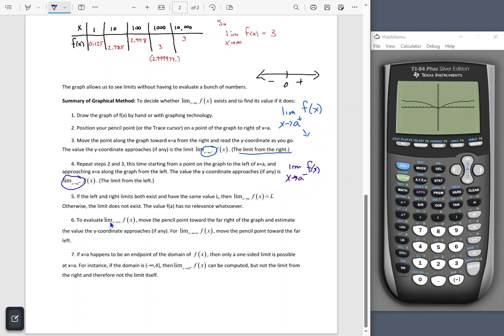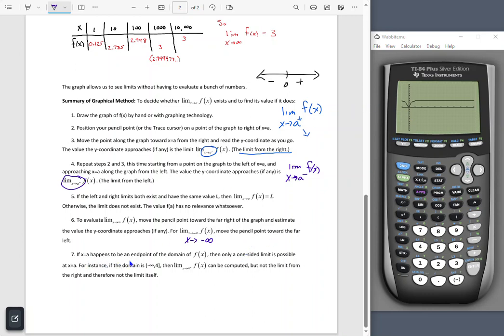Also, if you want to evaluate the limit as x approaches infinity, just keep going far right on your graph. Like let's jack this up here a little bit to 100. And I'm going to change my scale a little bit just so it's not ugly looking. Oh yeah, I can trace that out. That's going to be the same value. That's a 3. For the limit as x approaches negative infinity, move the pencil towards the far left of the graph.